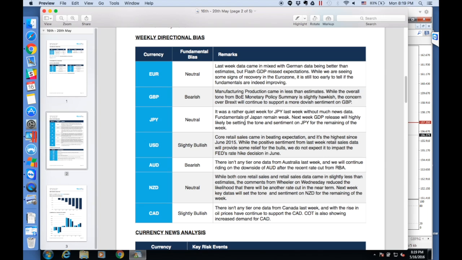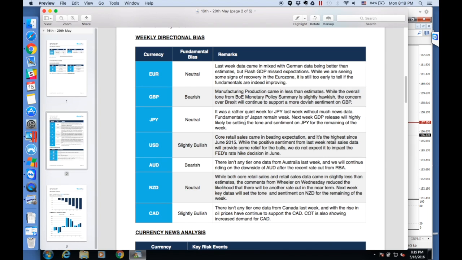Then of course the pound is bearish simply because some of the data coming in is missed. But if you realize, last week we actually had a BOE monetary policy statement. That was updated last week, so I also updated the central bank report. It was slightly hawkish, but there's a concern over Brexit.